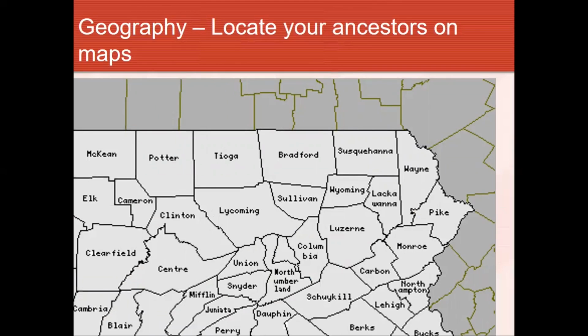Geography or location. My family happened to come from an area on the map. If you see here on the right-hand side, toward the middle, Lucerne and Lackawanna County and Monroe County. And they all intersect in that one little area.